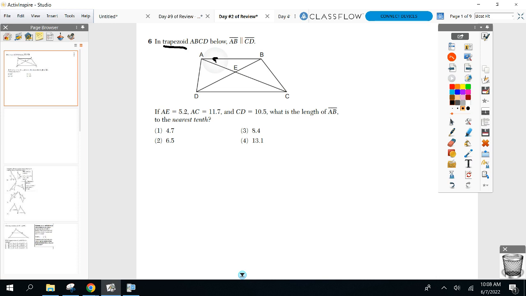AE is 5.2. AC is, so all of AC is 11.7. CD is 10.5. And find the length of AB. All right, and they tell me, because it is a trapezoid, here's one of the properties, AB and CD are parallel. What type of angles are formed by parallel lines? Alternate interior, correct? So I know that these two are congruent. And if I go backwards, I know these two are congruent.